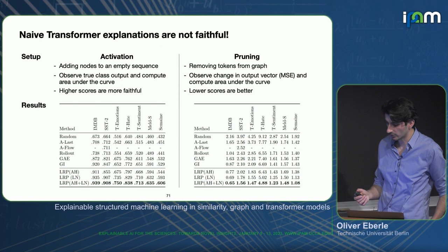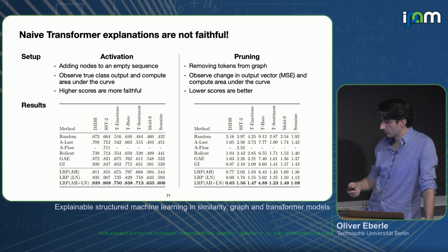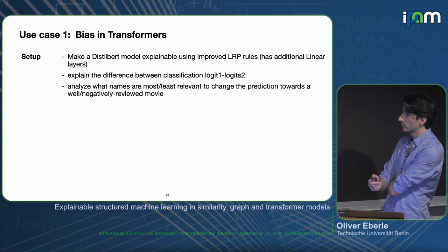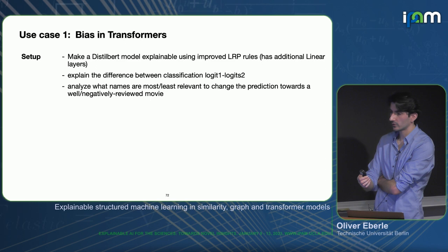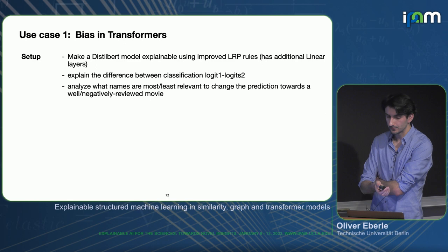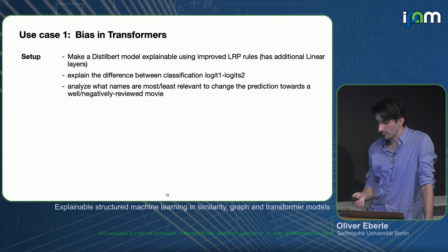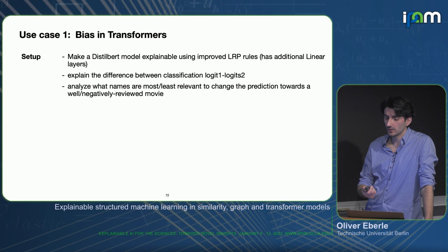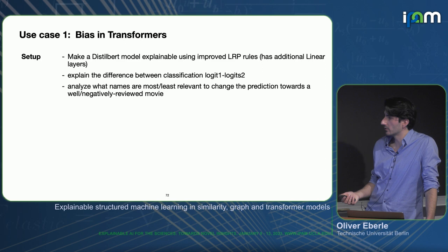So okay, now having access to these improved explanations of transformer models, we are now equipped to go into more use cases. And here we investigated the case of bias in transformers, and we used a really standard community-used DistilBERT model. We used explainable AI with our improved rules to test what type of features in the input were most relevant, and to then analyze if certain features, in this case gender, play a role in making a prediction more positive or negative, again, in movie reviews.